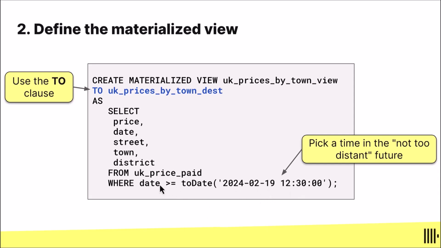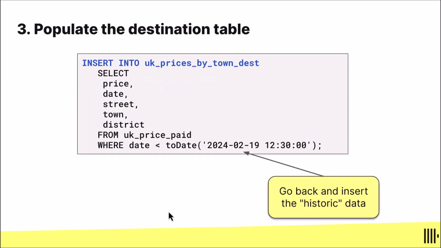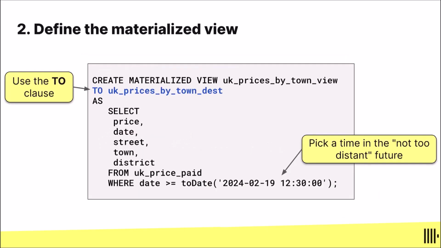So what I'm going to do is I'll just populate it myself. I'll just do a simple insert. This is my exact query that I had before. I'm going to pick the same 5 columns from UK price paid, and I'm just going to do a less than whatever time I picked. I picked 12:30. So now I'm going to go back and get the historic data. Well, I don't care if this takes 5 minutes or 50 minutes or 5 days. I don't care how long this query takes. Once it's done, the old data will be in my destination table. The new data is already going into my destination table. And now my materialized view is in sync.